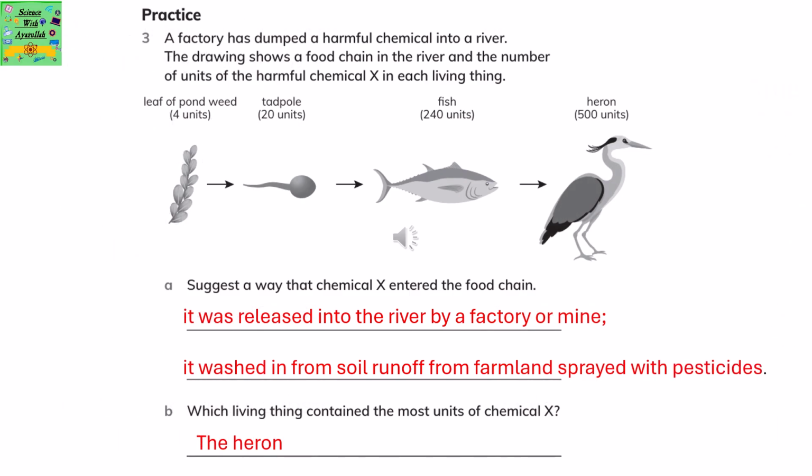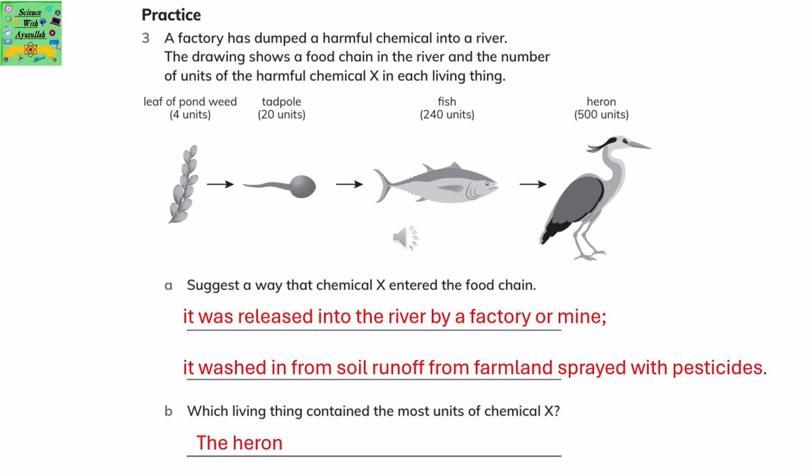A factory has dumped a harmful chemical into a river. The drawing shows a food chain in the river and the number of units of harmful chemical X in each living thing. Suggest a way that harmful chemical X entered the food chain. The first way could have been that it was released into the river by a factory or mine. And then the second way could be it washed in from soil runoff from farm land sprayed with pesticides.